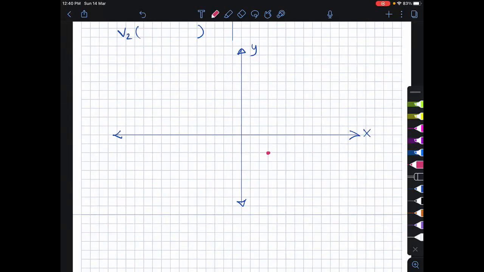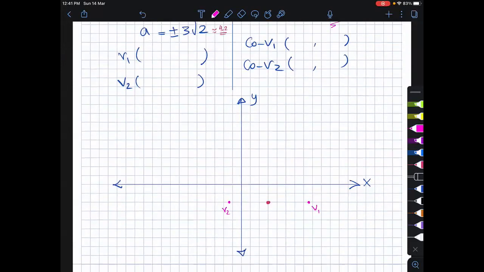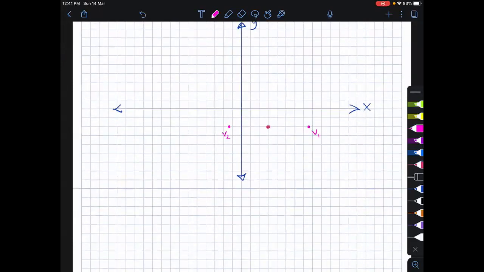How much, guys? 4.2. 1, 2, 3, 4. 4.2, it's here. And here 1, 2, 3, 4, 4.2 to the left. This is V1 and V2. Okay, for the co-vertices, we have to move up 1.4 and down 1.4. Yes, up and down 1.4.